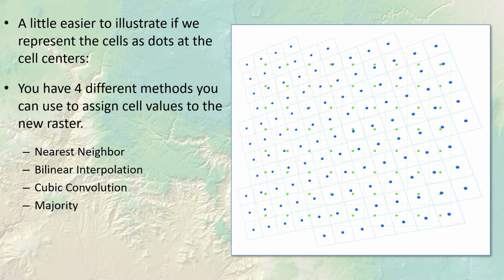I'm going to try and illustrate some issues with this by, instead of looking at the raster boundaries, looking at points representing the cell centers. So, that raster projection tool offered you several methods. You could use nearest neighbor, bilinear interpolation, cubic convolution, or majority. So these are the four methods that you can use to transfer the original cell values to the new raster. So what do these mean?